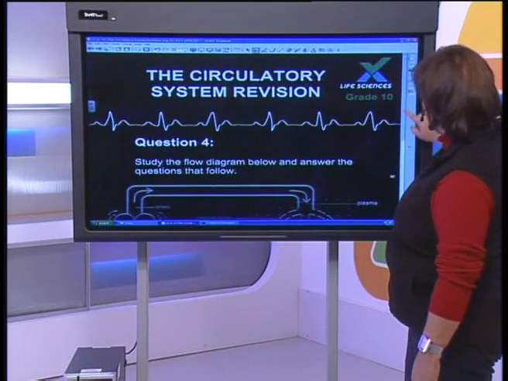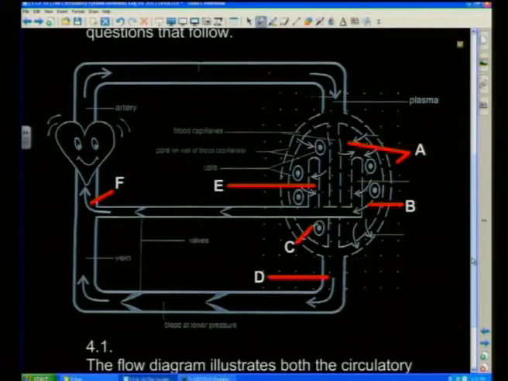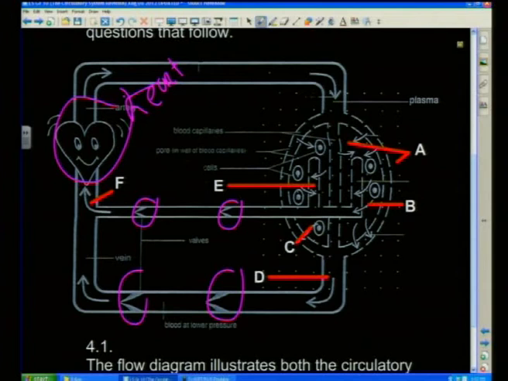So if we have a look now, I'm going to start with a diagram. It looks a little bit complicated, but don't be disheartened. Take each thing as you can see it. This little schematic diagram already should tell you that's the heart. Heart-shaped, nice and easy to remember. Here they're telling you that these are valves, and nice and easy, this one says that this is a vein. We know that veins go back to the heart and they have valves.